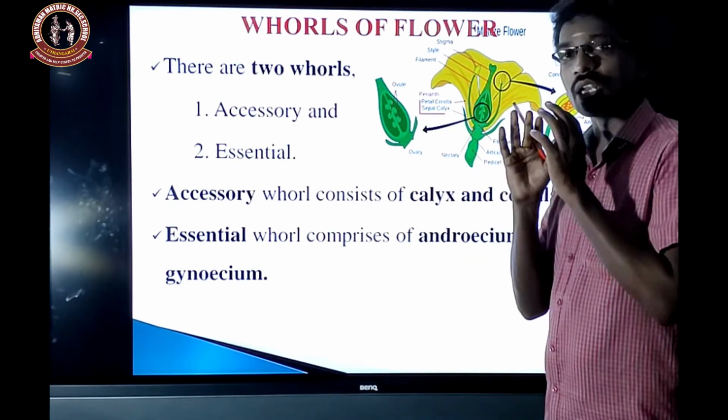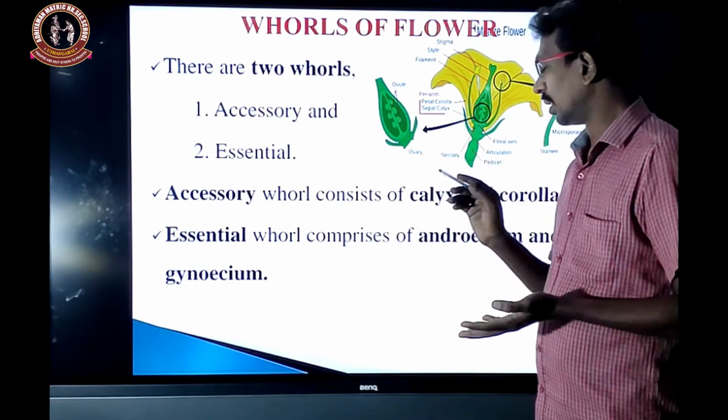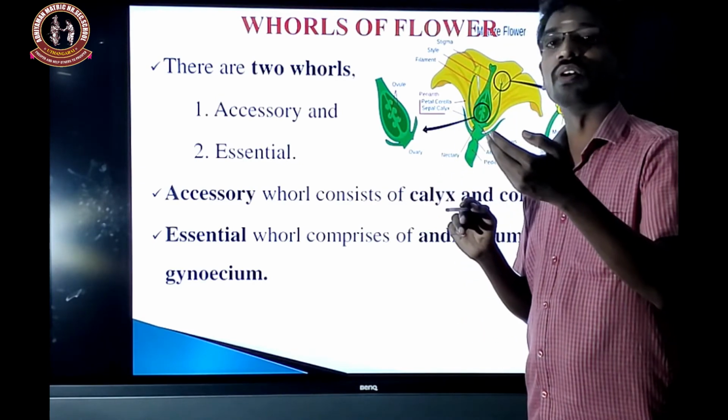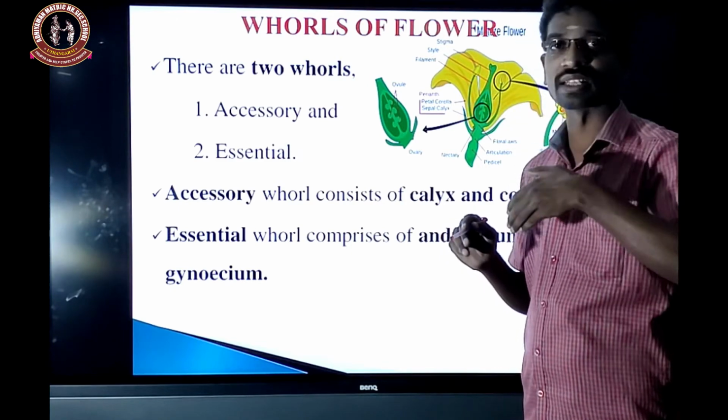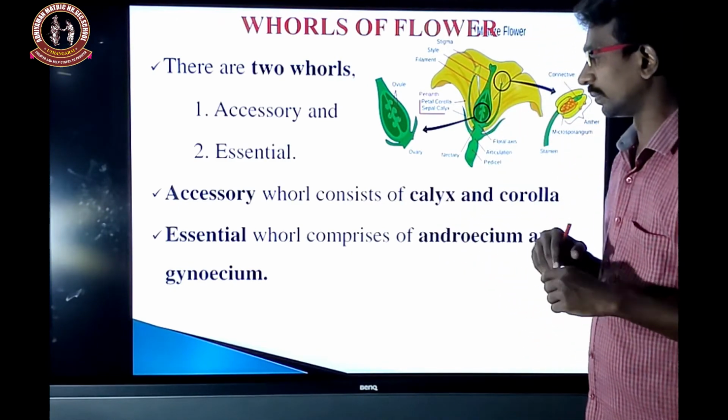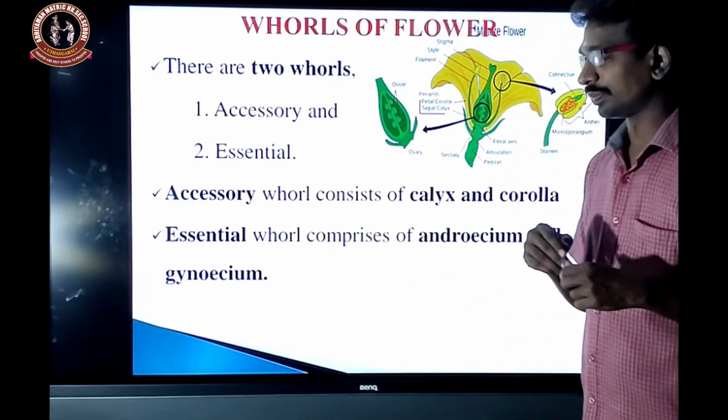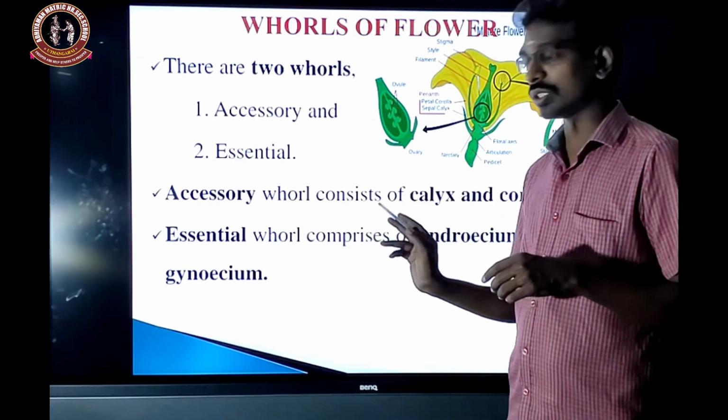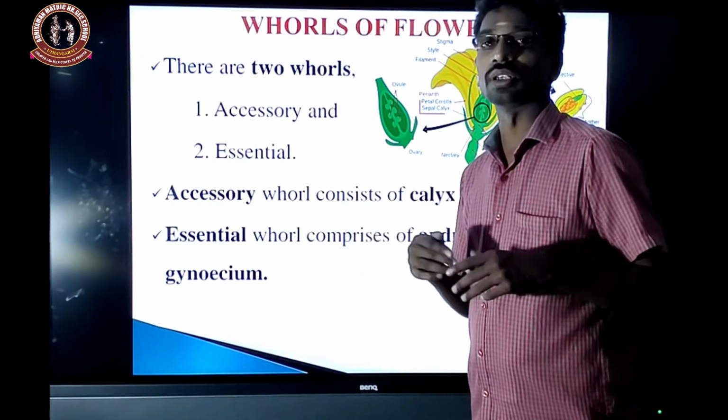The calyx protects the flower during the bud condition. The corolla helps in pollination. That is, it will attract the insects. So that's why it helps in the pollination. And the essential whorls comprise the androecium and gynoecium, because these both directly take part in the pollination.